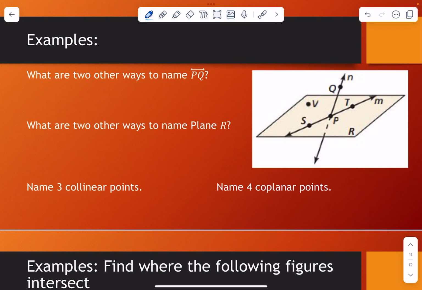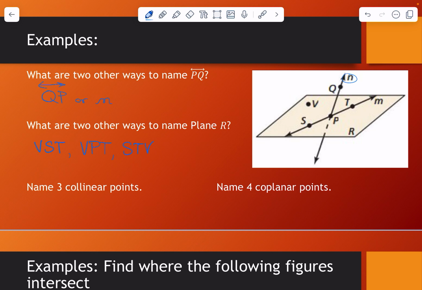All right, let's take a look at this one. What are 2 other ways to name PQ? Well, we could name it line QP, or we could name it lowercase n, because that is given to us as well. What are 2 other ways to name plane R? So remember, to name plane R, we just need 3 non-collinear points. So I've got V, S, and T. I could do VPT, or I could do STV. Okay, so any of those would work.